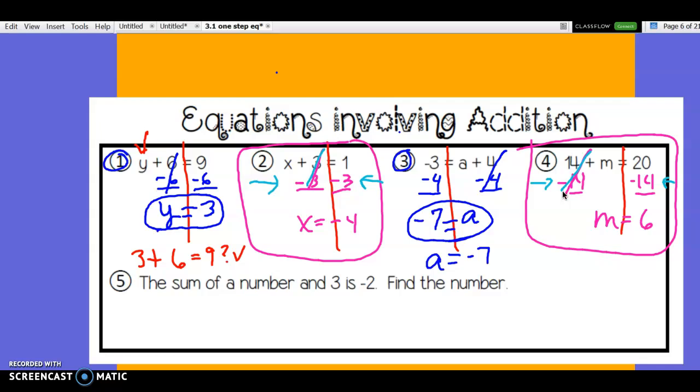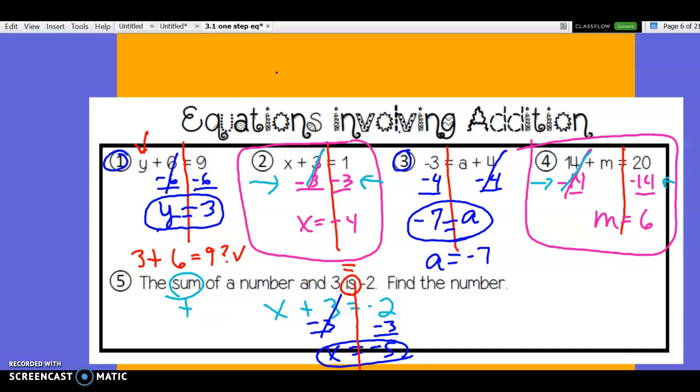See if you can set it up, hit pause, then hit play when you are ready. All right, so sum means add. The sum of a number and 3 is negative 2. So we're adding a number and 3, that's x plus 3. Is means equals, that's where that goes, and you have negative 2. The equation you should have made is x plus 3 equals negative 2.